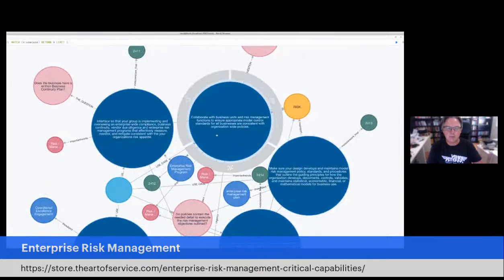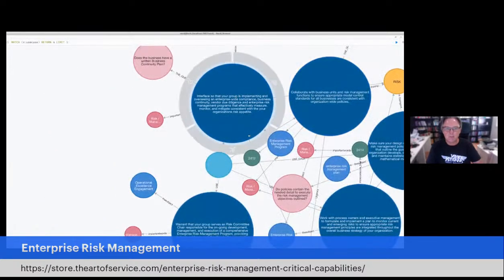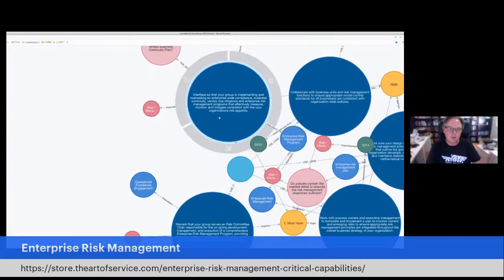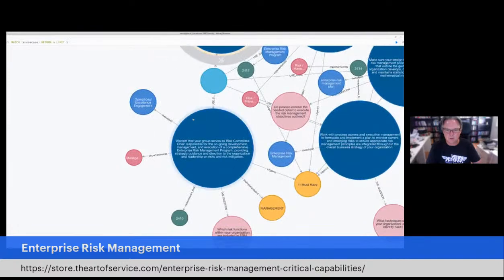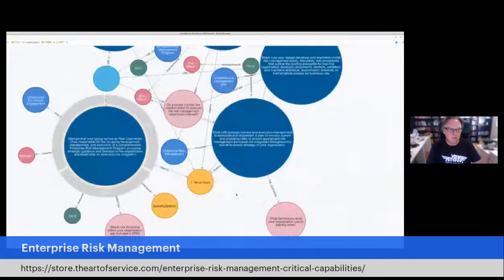Collaborate with business units and risk management functions to ensure appropriate model control standards for all businesses are consistent with organization-wide policies. Interface with your group implementing and overseeing an enterprise-wide compliance, business continuity, vendor due diligence, and enterprise risk management program that effectively measures, monitors, and mitigates consistent with your organization's risk appetite. Warrant that your group serves as a risk committee chair. So you need a risk committee chair who's responsible for the ongoing development, management, execution of a comprehensive enterprise risk management program, providing strategic guidance. Yeah, all good with me.